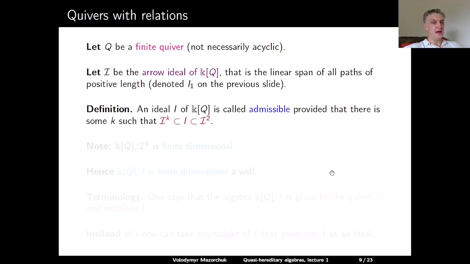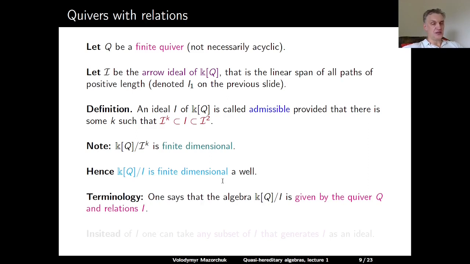Definition: an ideal I of KQ is called admissible, provided that it contains some power of the arrow ideal, and it is itself contained in the second power of the arrow ideal. Note that since our quiver is finite, there are only finitely many paths of lengths at most k, so the quotient of our path algebra by the k's power of the arrow ideal is certainly finite dimensional. This means that the quotient of a path algebra by any admissible ideal is finite dimensional.